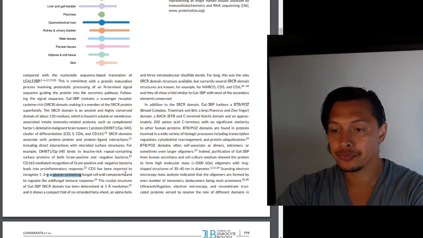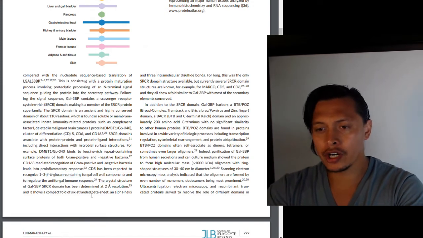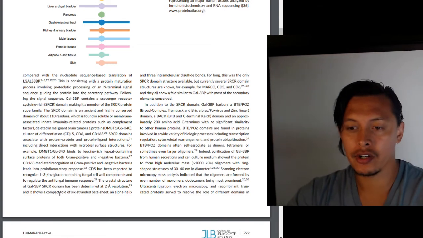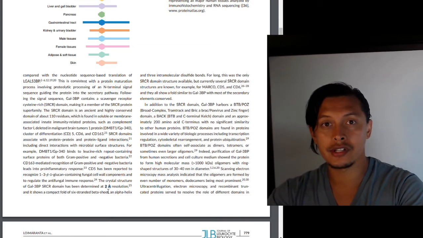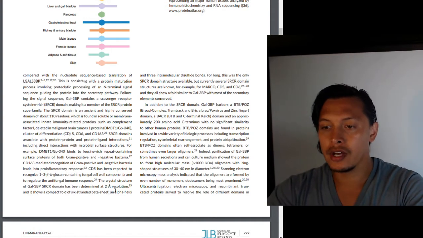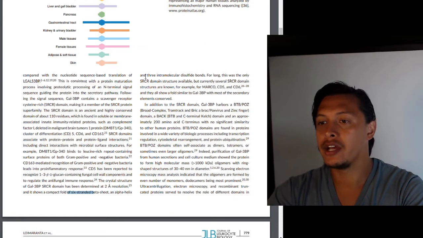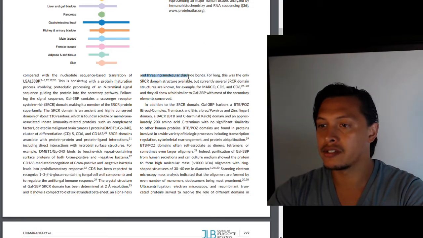So the crystal structure of the Gal3 binding protein SRCR domain has been determined to 2 angstroms resolution, and angstroms is just 10 to the negative 10th meters. It shows a compact fold of 6-stranded beta sheets and alpha helix and 3 intramolecular disulfide bonds.